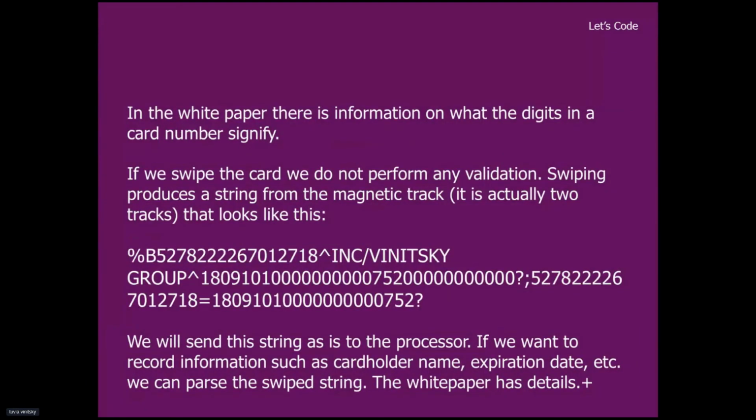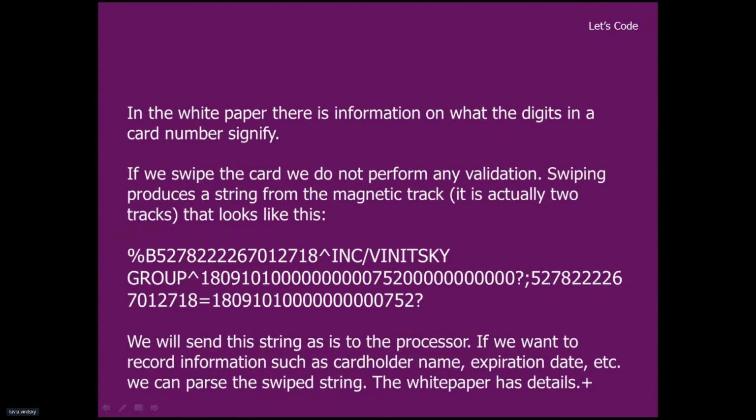Or if you want to be really good at validating, you can just skip all that and swipe the card or put your chip in it. And what you get is a 2-track reading of a string that looks like this. All you do is take that string and send it to the processor. Don't have to do anything. Swipe, read it, send it on.